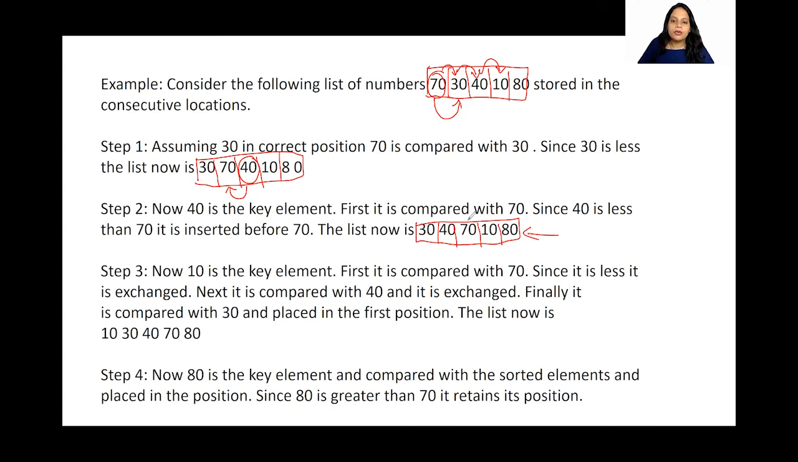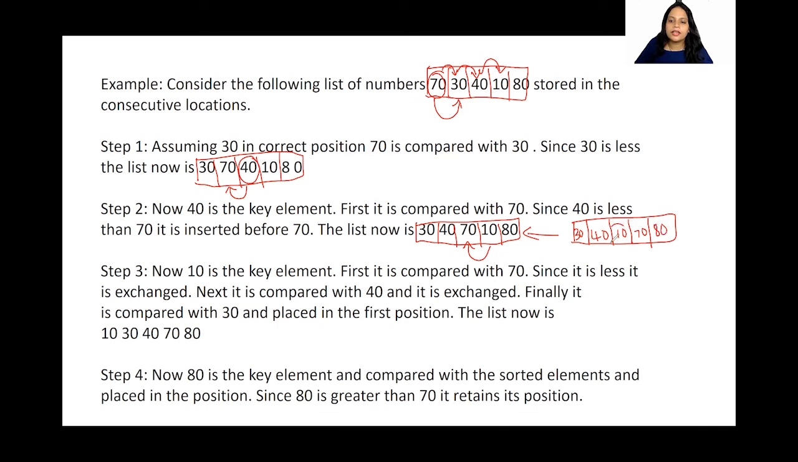Next, I'm going to compare this 70 with 10. What is going to happen again? 10 is less than 70. So again, I'm going to swap it. Before that, now 10 is the key element. First, it is compared with 70. Since it is less, it is exchanged. Next, it is compared with 40. What is going to happen after this first comparison? I am going to get 30, 40, 10, 70, and 80.